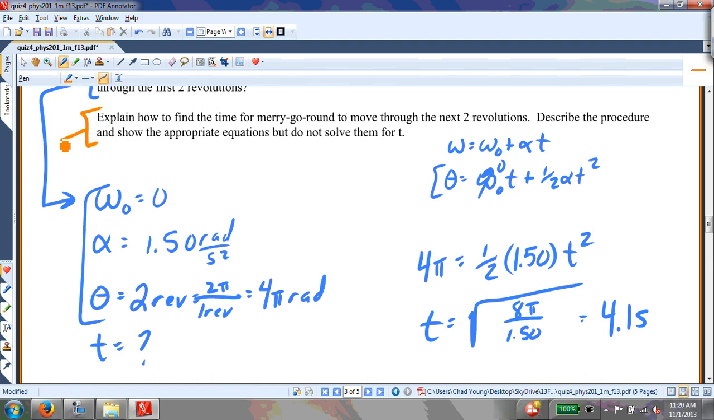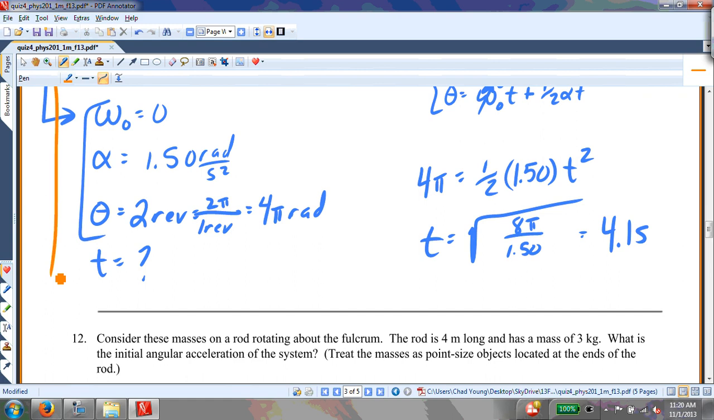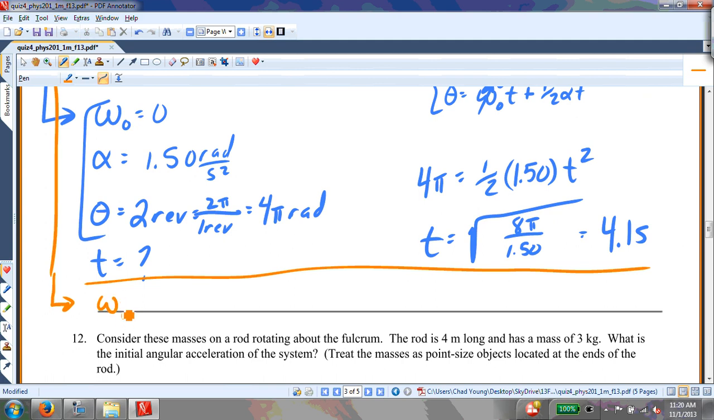Okay, now the second part, right here, I want you to show me how to find the time for the merry-go-round to move through the next 2 revolutions. Looks like I've run out of space, but I'll give y'all more space on the exam. So I'm going to try to squeeze it in down here. To move through the next 2 revolutions, what do I do? Well, I need to do this. I know that omega final is omega naught plus alpha t, and I also know that theta equals omega naught t plus 1/2 alpha t squared.